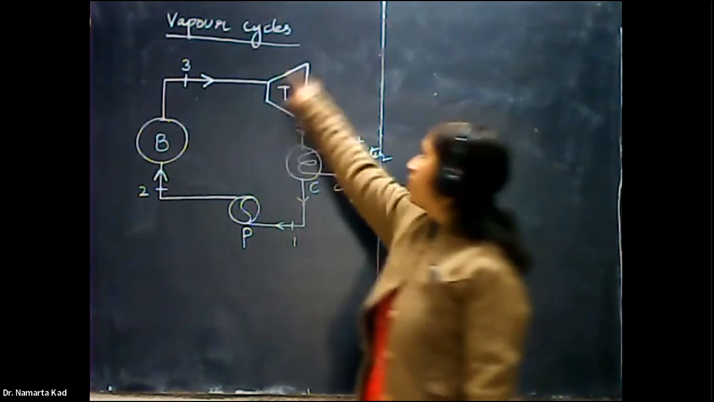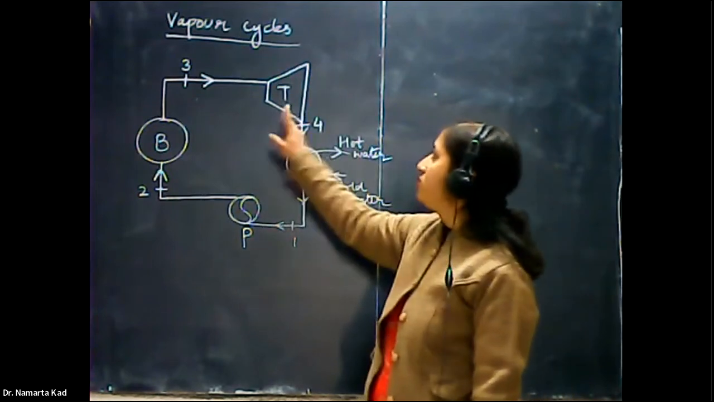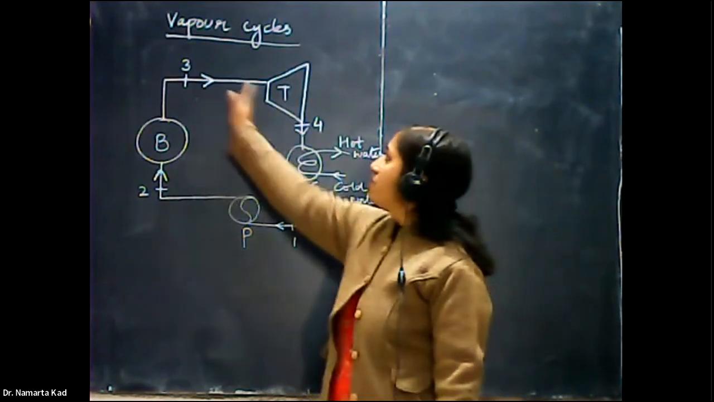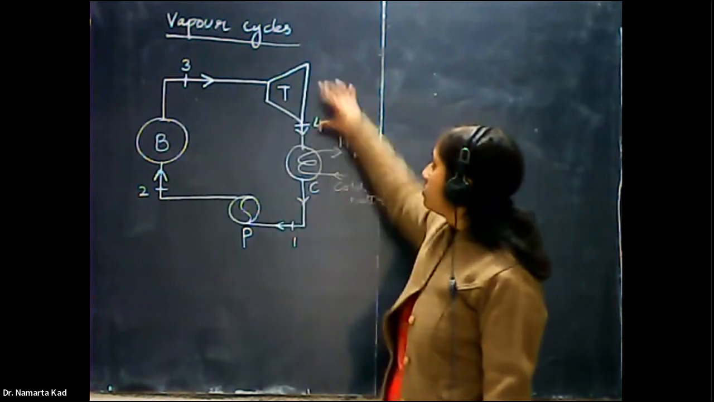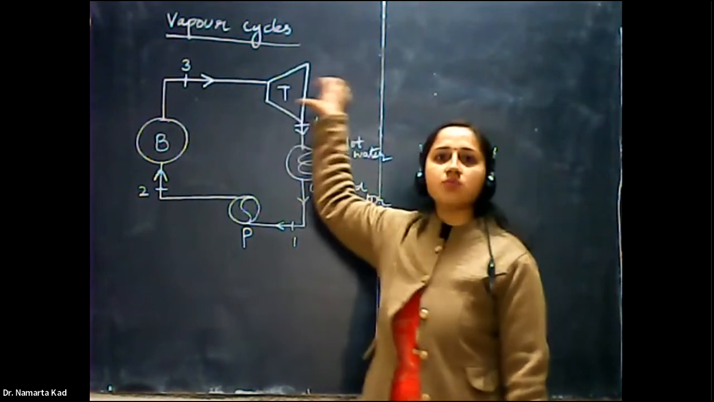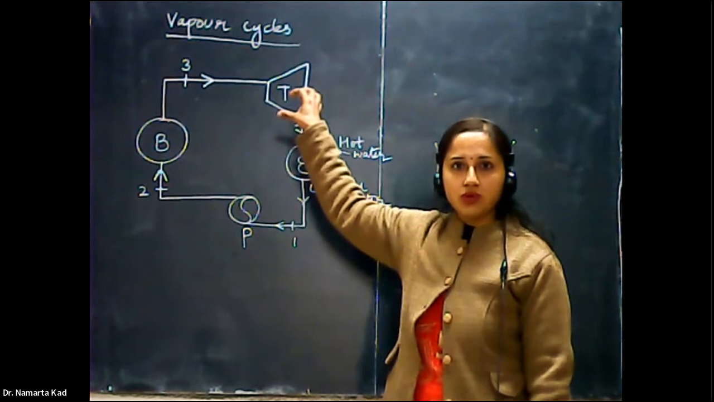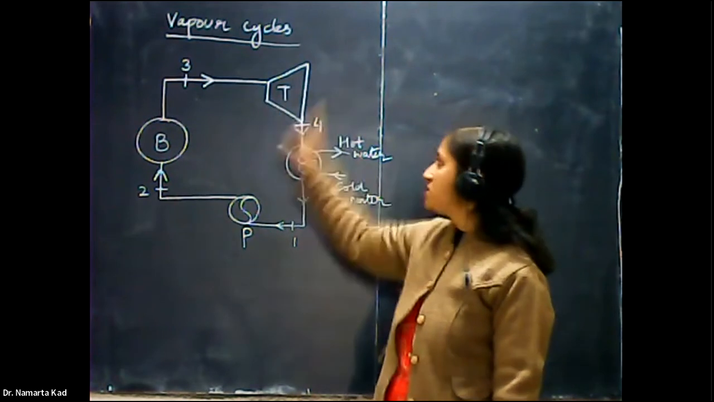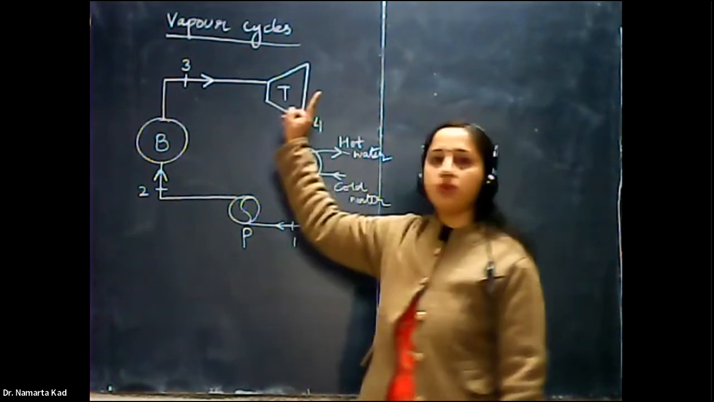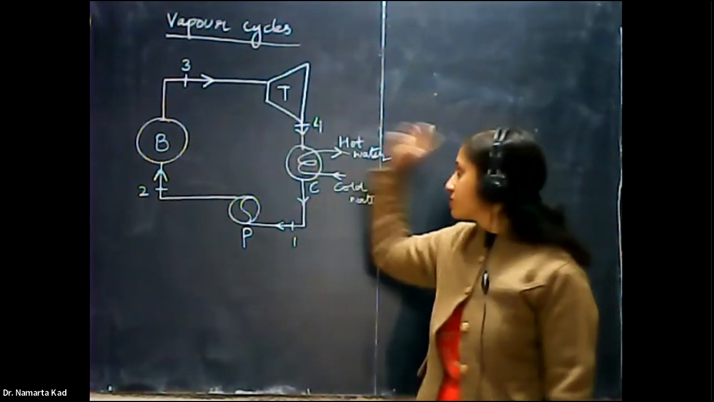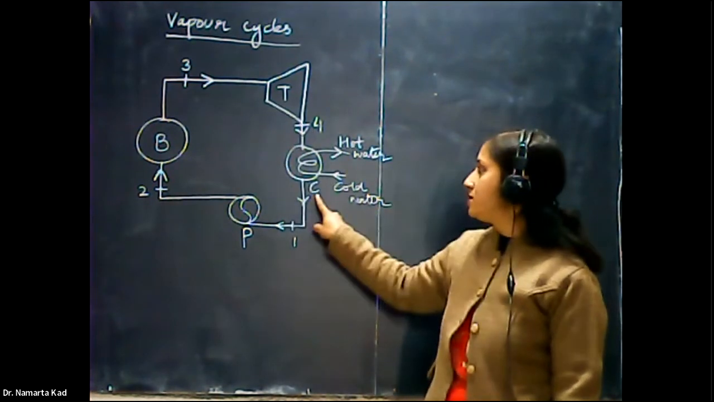Why is this the shape of the turbine? From this shape, we see that when the steam enters and when it is leaving, there is a process of expansion in the turbine. Okay, a process of expansion of steam is there. So that's why this is the shape drawn for the turbine. And this is the condenser, C.